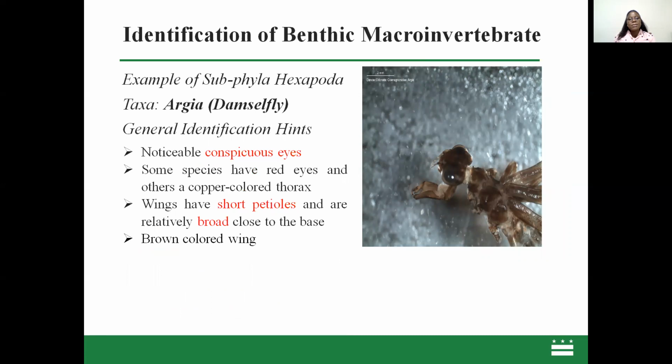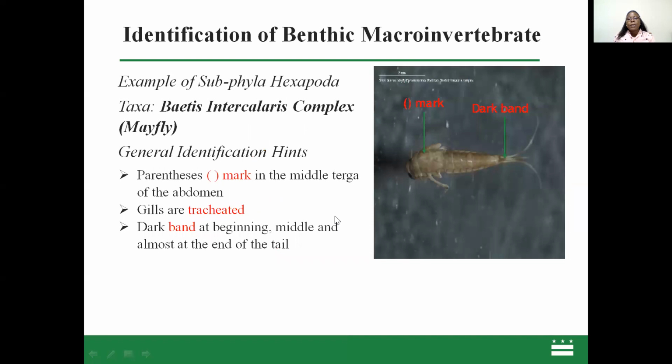The third example is the damselfly. Here we see that the damselfly has very conspicuous eyes, and the wings are brown in color. The fourth example of this group is the mayfly, and we see the parentheses mark in the middle segment of the abdomen. And also at the tail end, we have a dark band at the beginning of the tail, in the middle, and at the end of the tail.